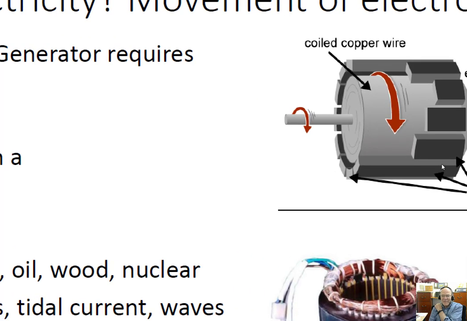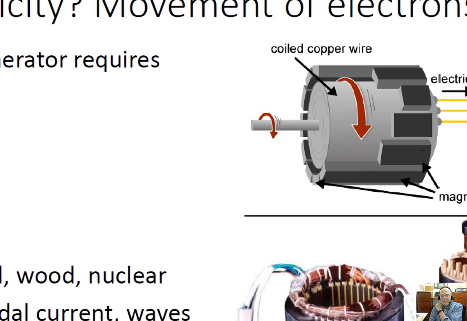Interestingly enough, this is also the schematic of an electrical motor. If you put electricity into this motor, you can get it to spin inside a magnetic field as well. So if you turn this externally, it's a generator. If you put electricity into it and cause it to turn from having current coming in, now it's a motor.